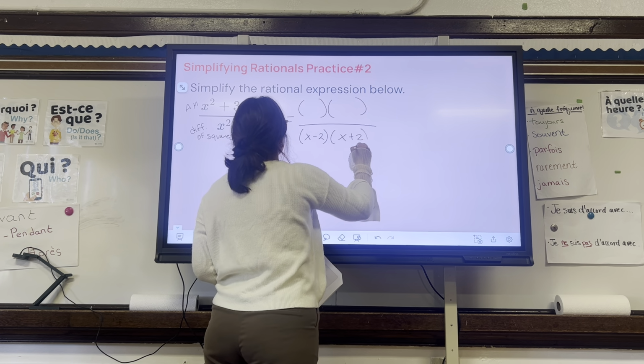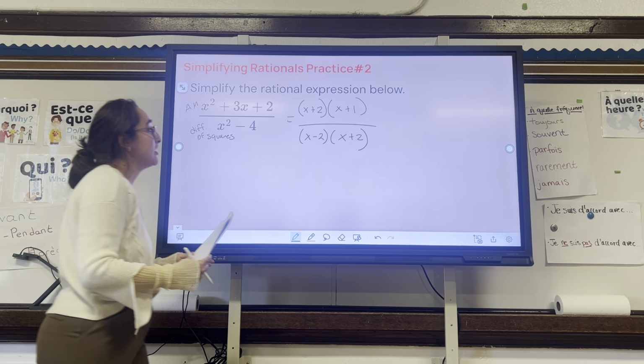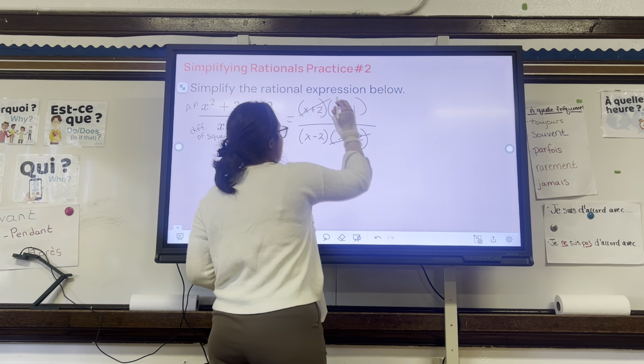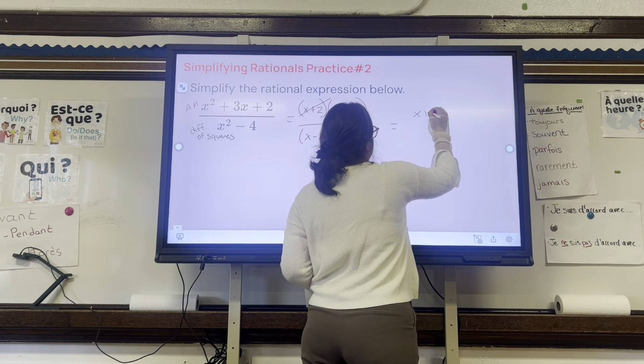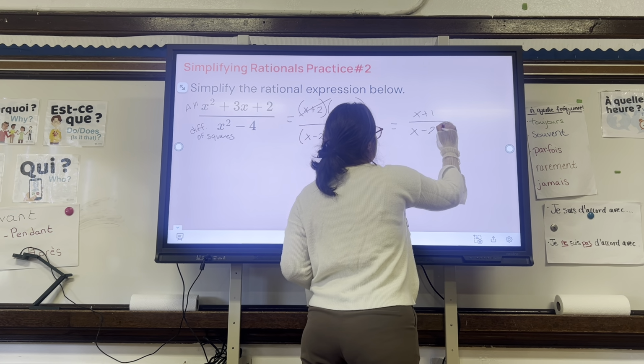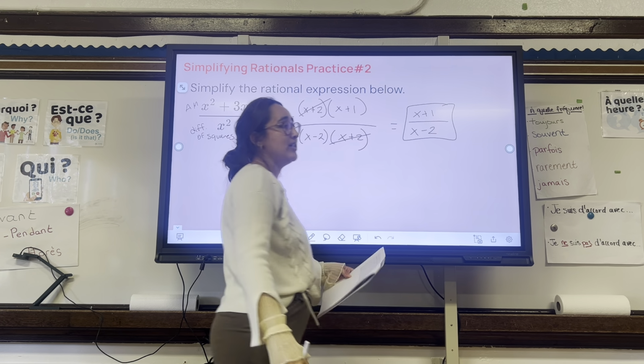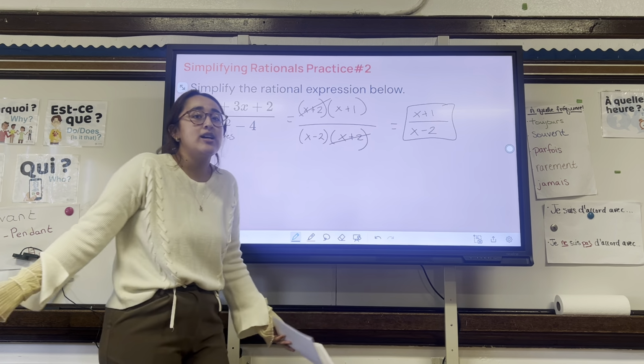Alright, so again, the only thing that cancels out is this, and that is x plus 1 over x minus 2. Now obviously, if nothing cancels out, this can't be simplified anymore, right? Okay, so that is simplifying rationals. It's pretty easy, there's not anything crazy with it.